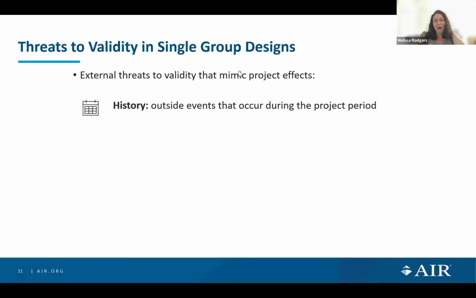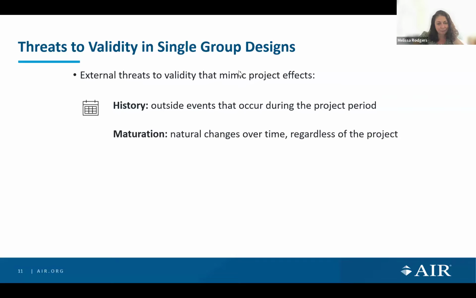history. So history refers to outside events that occurred during the project period, or rather between maybe the pre and post tests. For example, if the campus introduces a new resource for students, or a faculty member within a STEM department changes their teaching approach, these outside influences might improve outcomes independently of the project. The second is maturation, and that's about natural changes over time. So regardless of project participation, participants may grow, learn, and change simply because time passes. And we surely hope so, because they're in college. And those changes can look like project effects, even when the project element has nothing to do with them.